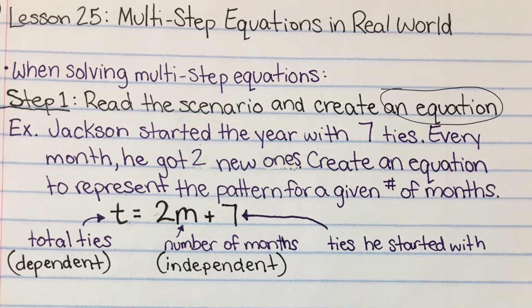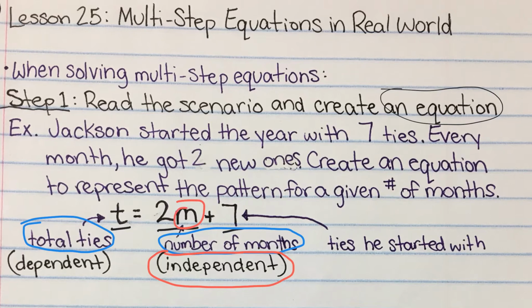Okay, so here's our equation. t equals 2 times m, or 2m, plus 7. In this scenario, t represents the total number of ties, and m represents the number of months. And if we remember these variables between dependent and independent, the independent variable is in the equation, that's m. The dependent variable depends on what the independent is, it's the solution, so that's t for the total number of ties. Okay, and then here we have 7 is the number of ties he started with, that's why we're adding plus 7, basically no matter how many months we're talking about.